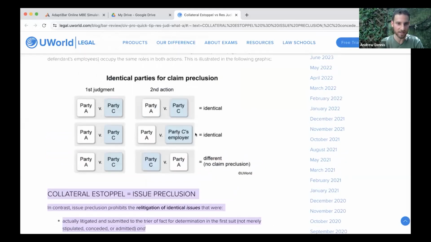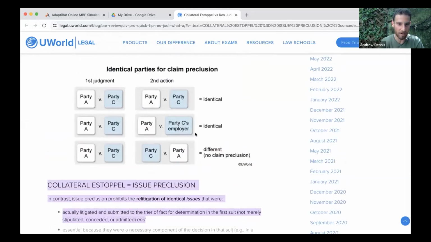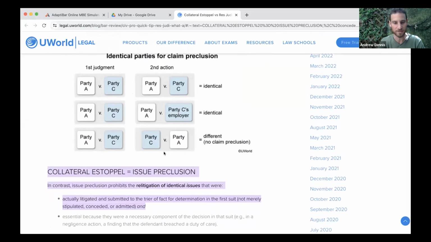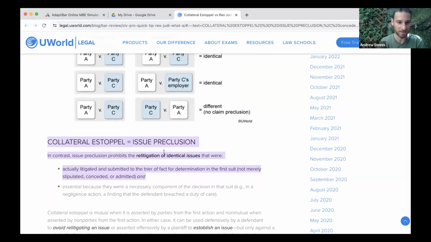All right, so this is the sheet that Hannah shared with us. So identical parties for claim preclusion, right? A versus C, first judgment, same action are identical. A versus C's employer, they're privy, identical. A versus C versus A is different because it's a different configuration of the parties. Shout out to the one question we got wrong on Civ Pro.